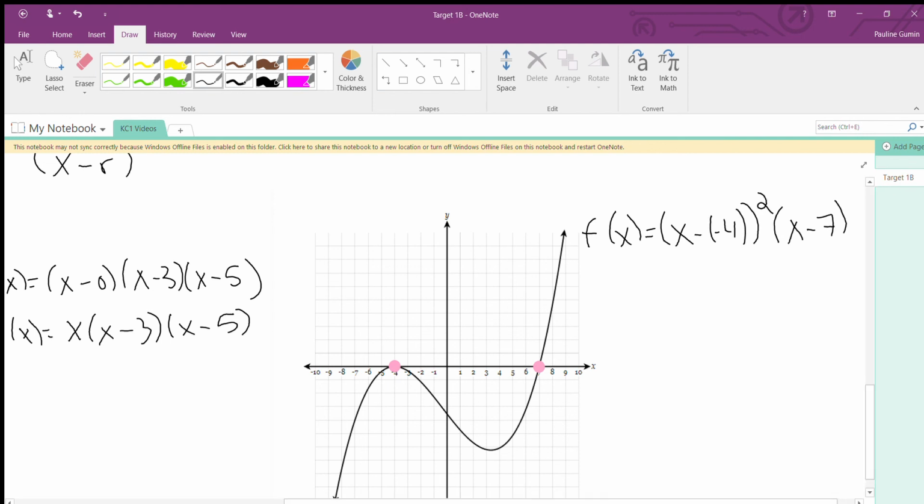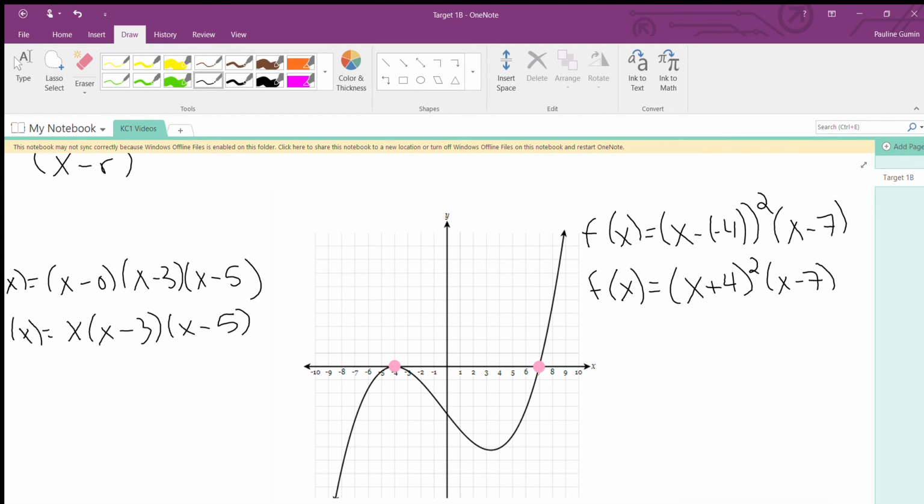Now, x minus -4 looks kind of ugly, so let's simplify that a little bit. We don't usually write minus minus. When we subtract a negative, it becomes a plus sign. And that is as far as we can go.